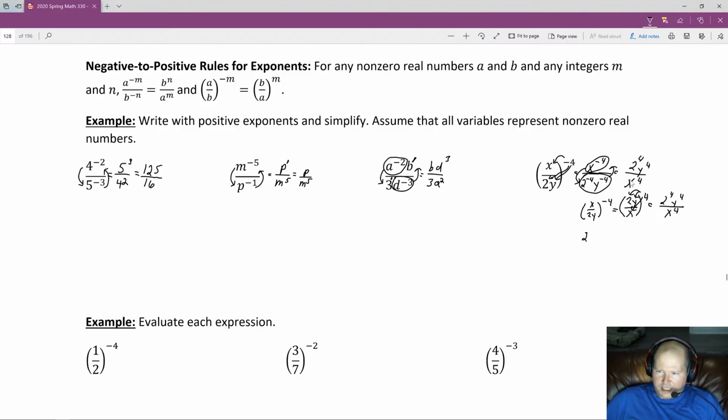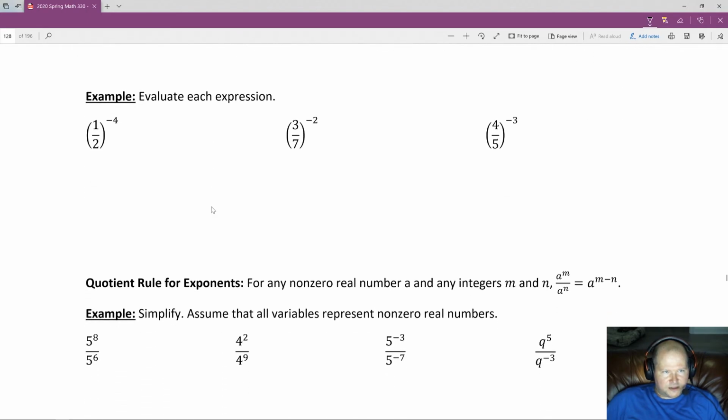Now, we're not quite done here because even though this is the correct answer in exponent form, we can further simplify this. For instance, 2 to the 4th power: 2 times 2 is 4, times 2 is 8, times 2 is 16, right? So if we wanted to simplify this further, we could simply write 2 to the 4th power instead as 16, instead of a 2 to the 4th power. There we go, right? Okay, now let's go ahead and try to evaluate some of these other expressions.